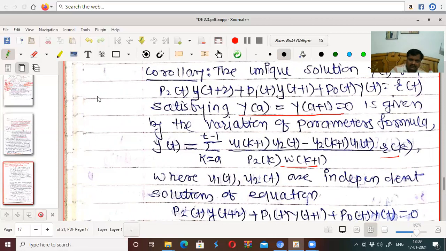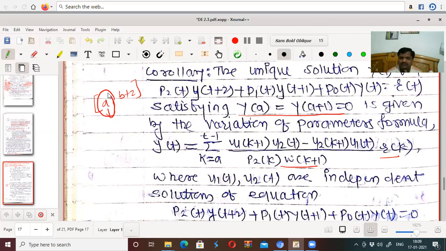You know that your interval is what? A to b plus 2, like this. A to b plus 2. So a is the first value, a plus 1 is the second value. So a and a plus 1 are the values that lie at the initial point. Therefore these are called initial value problems.